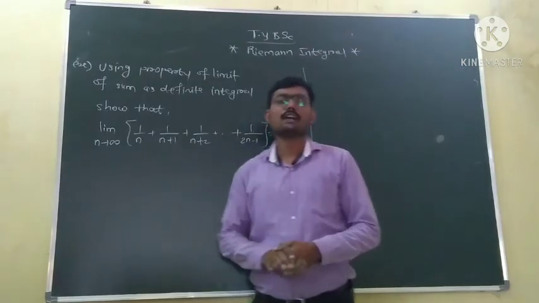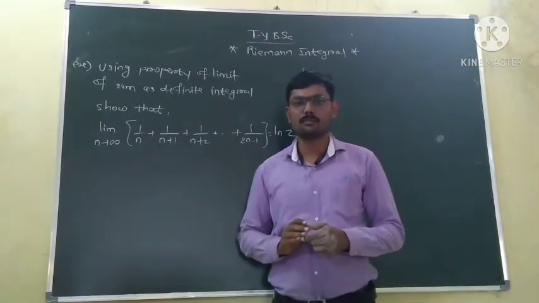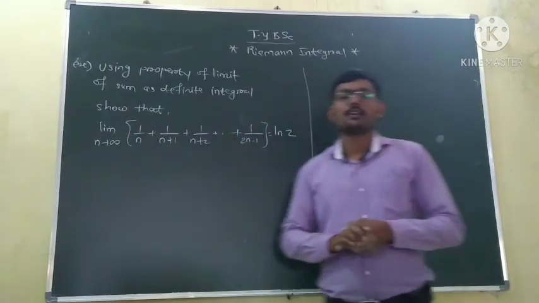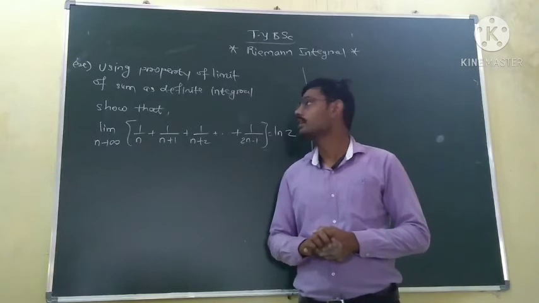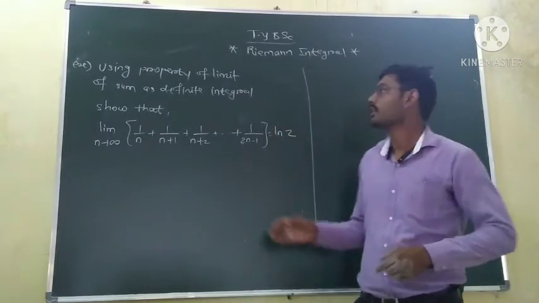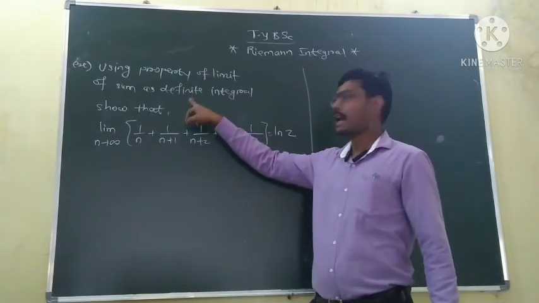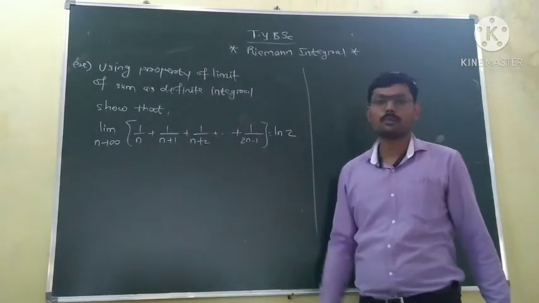Okay. Last example based on integral as a limit of sum. After this we will cover unit 1, that is Riemann integrable functions or Riemann integral. So using the property of limit of sum as a definite integral, the limit of this quantity is equal to log of 2.